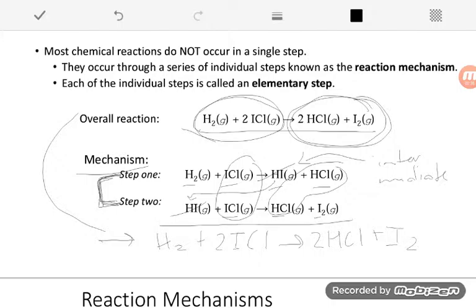Another thing that's really important is that one of these steps is going to be what's called the slow step. And that's the step that's really going to limit the overall rate of your reaction. Just like if you are on a track team, you're only as fast as your slowest person, my reaction is only as fast as my slowest step. So we can actually figure out the rate of my overall reaction just by looking at which step is slowest.